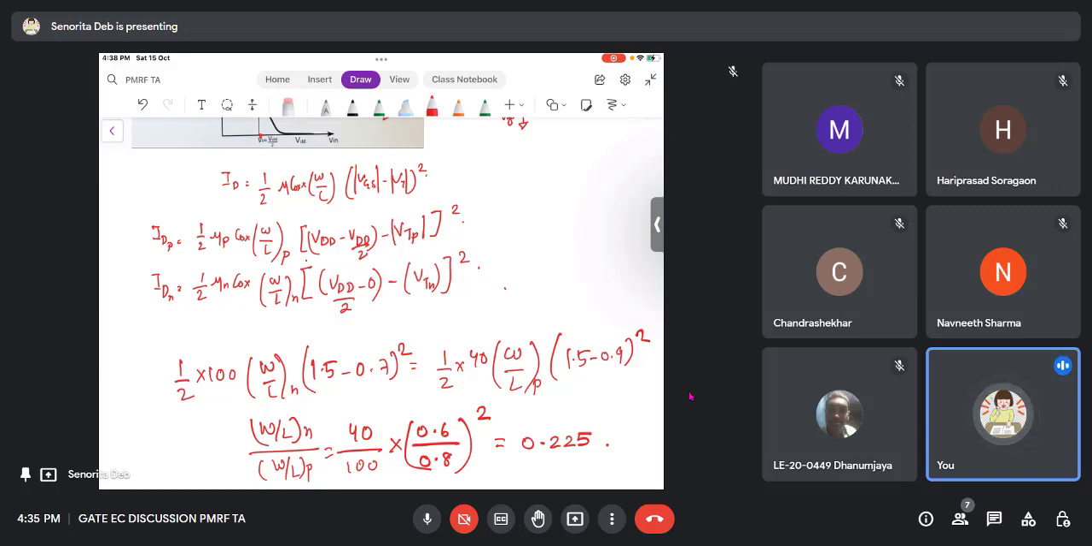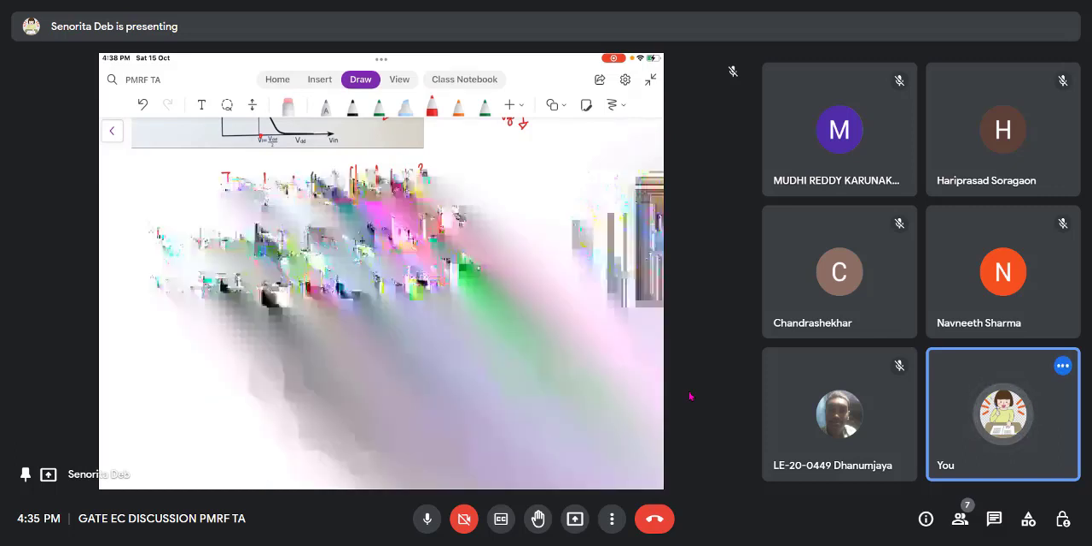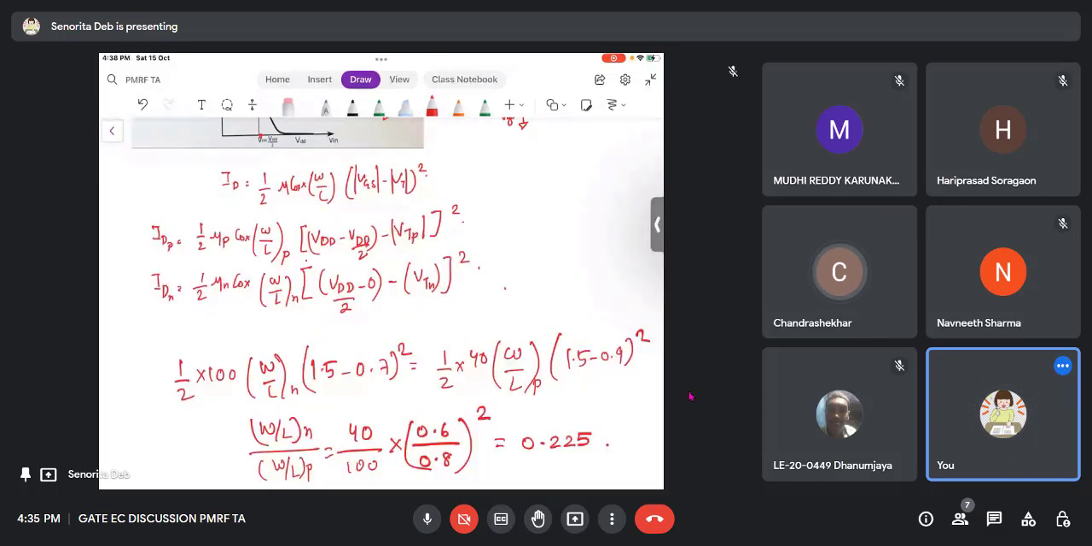Now let me know if others are done also, because I will wait for this. Chandrasekhar, are you done? Yes, ma'am. Okay. Navneet, what about you? Are you able to understand what we are doing?